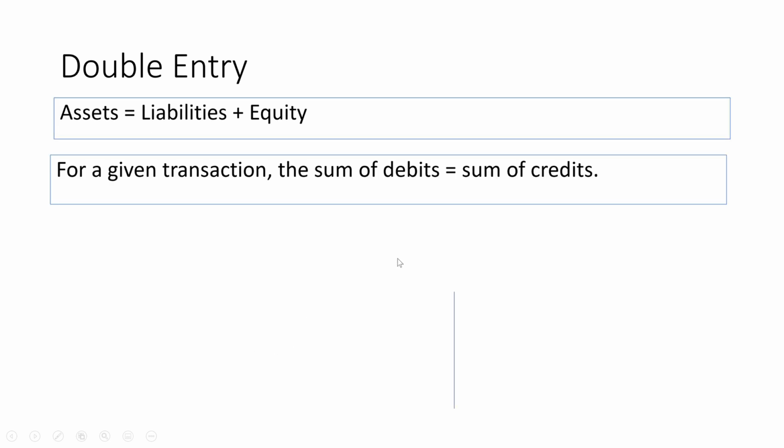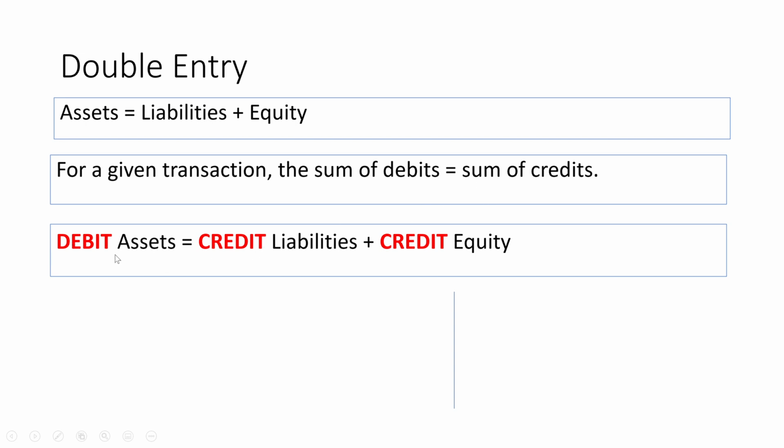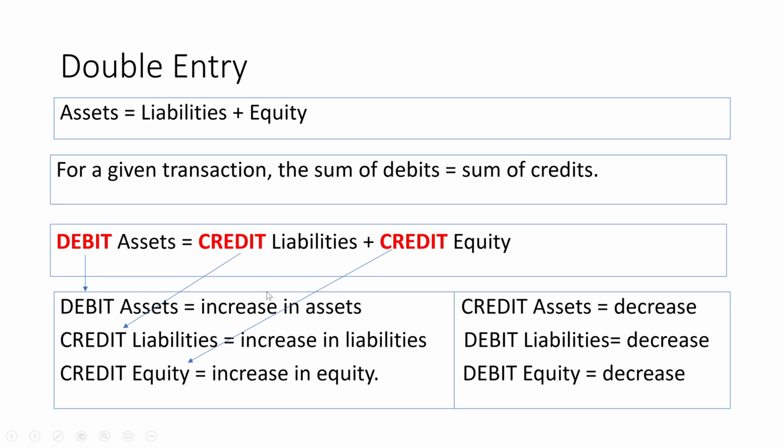So I just wanted to summarize again. For a given transaction, the sum of debits is the same as the sum of credits. And here's a way of remembering it. We put the debit next to assets, we put the credit next to liabilities, and we put the credit next to equity. We did discuss that debit assets is increasing assets, but for the other 2, you credit them to increase them. So it naturally follows that if you're debiting assets to increase assets, you credit assets to decrease them. Or if you're reducing your liability, you debit liability. Or if you're reducing equity, you debit equity. Okay, so it's the tale of opposites.